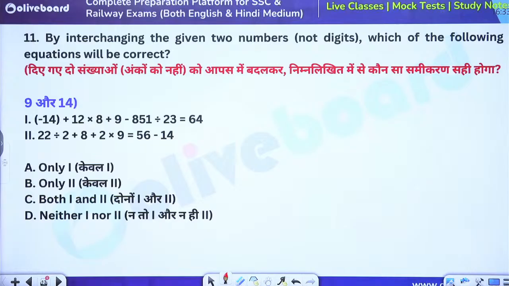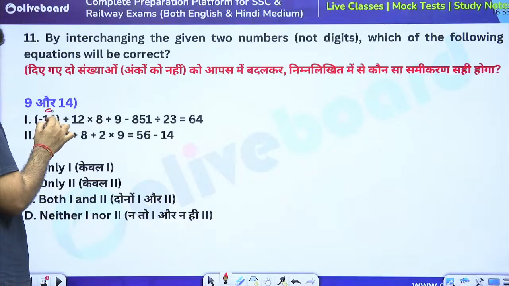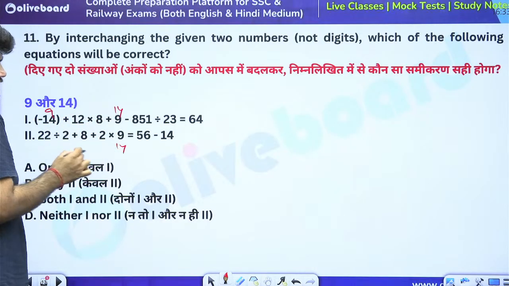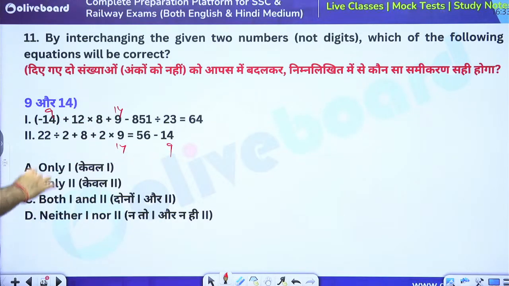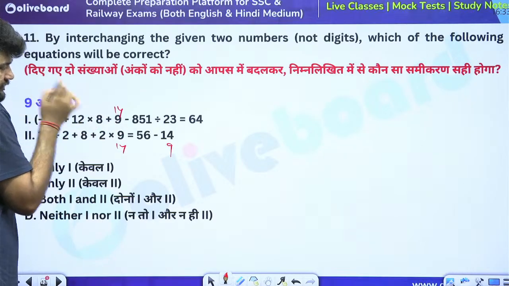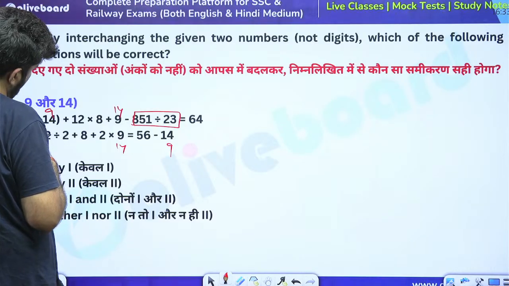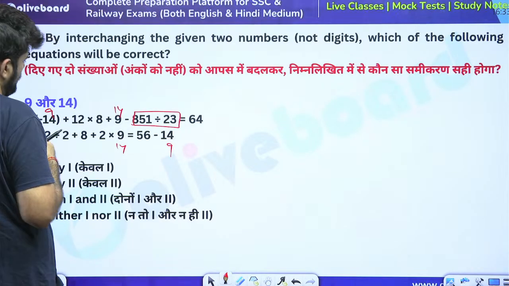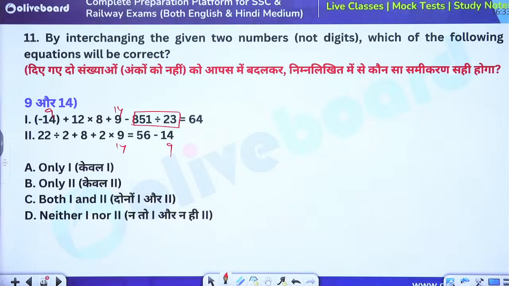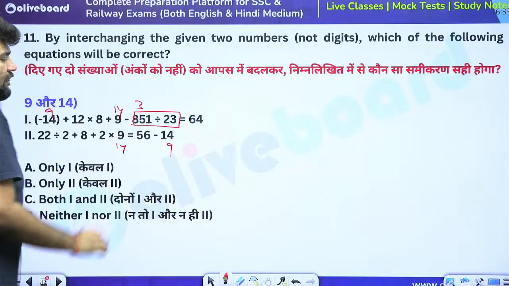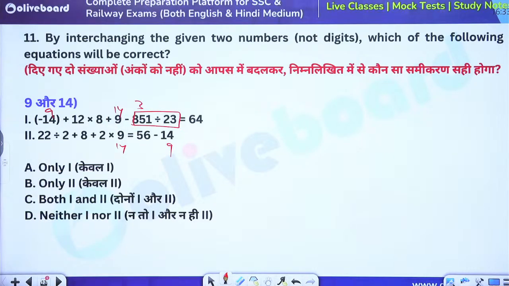So, which equations will be correct after interchanging the two numbers, 9 and 14? So, put 9 here, put 14 here, put 9 here and 14 here. Okay. So, minus 9 plus 12 into 8. No division? Yes, there is a division here. So, 23. No, 5 is not the case. 4, 92, no, 3, 69, 16, 161, 7.